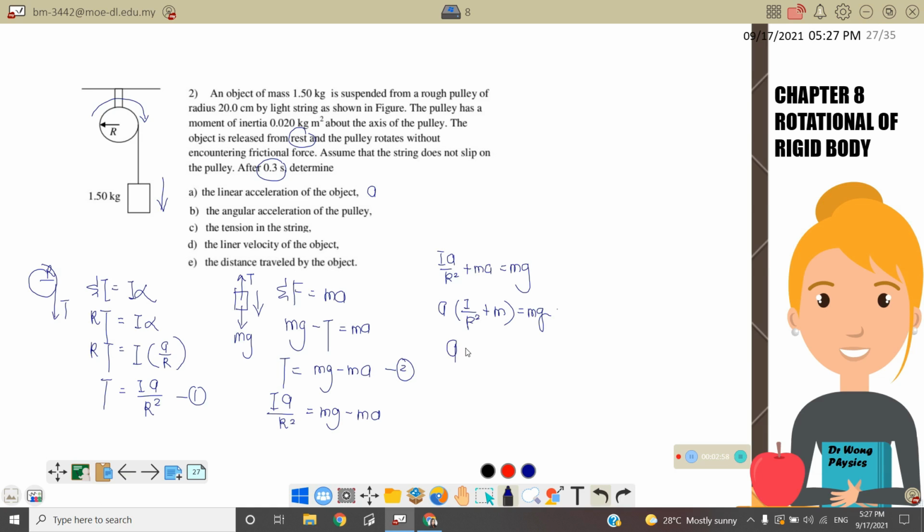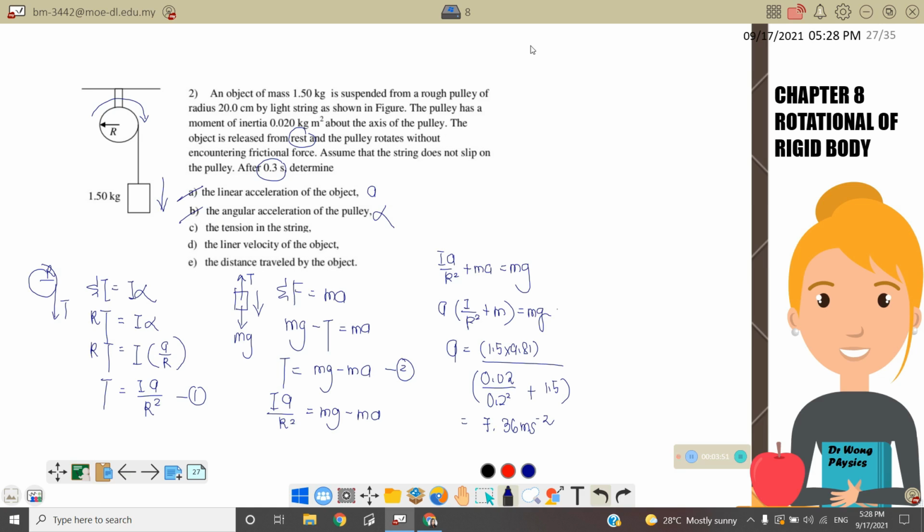So therefore a is equal to mg, m is 1.5, g is 9.81, over I, the moment of inertia, 0.02, over r squared, r is 20 cm so it's 0.2 squared, plus m, m is 1.5. So finally we will have a linear acceleration equal to 7.36 meter per second squared.